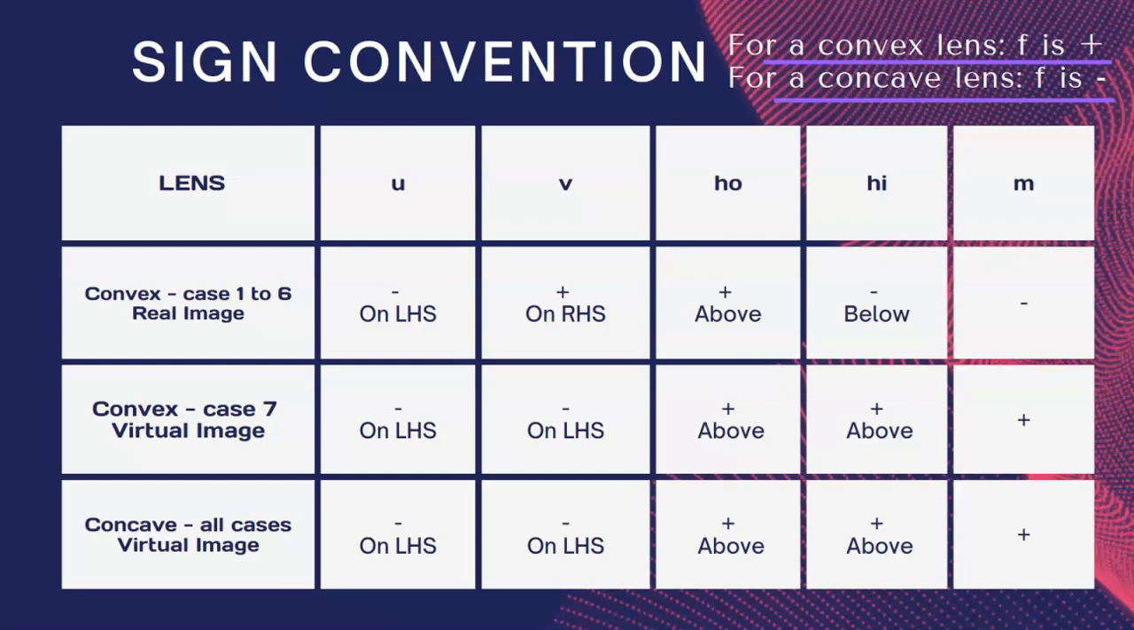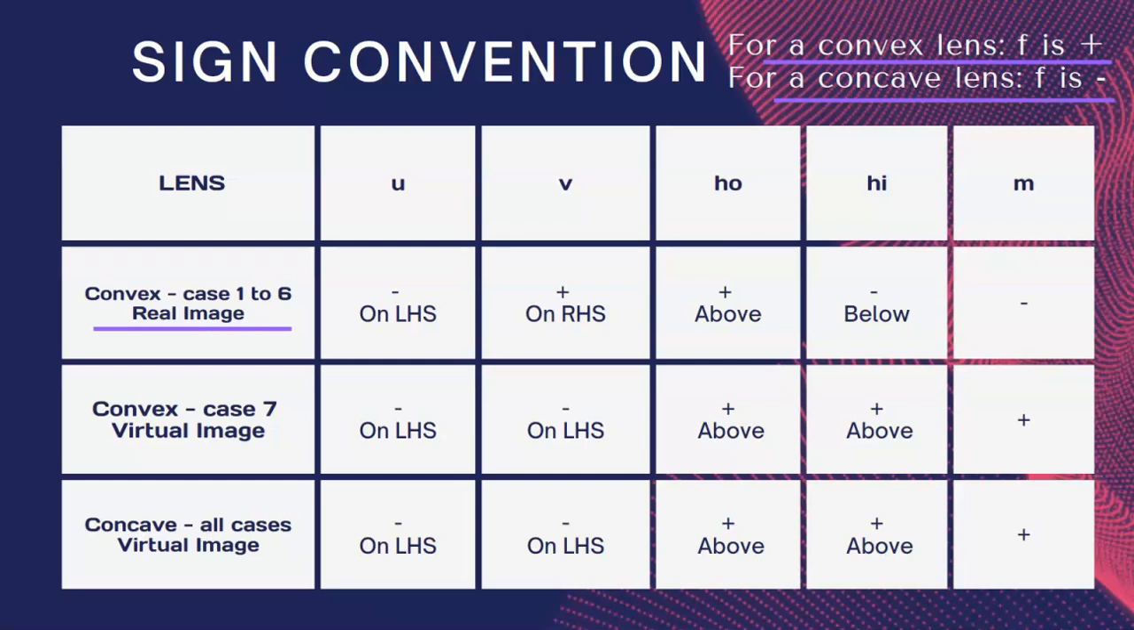U, that is the object distance. V, that is the image distance. HO, that is the height of the object. And HI, that is the height of the image. Also M, which is the linear magnification of the image. Cases 1 to 6 for the convex lens, where it forms the real image.